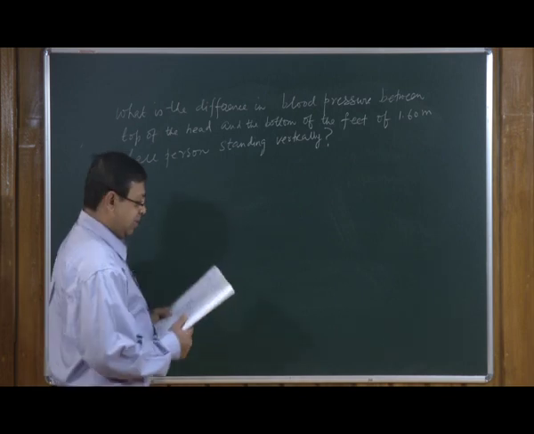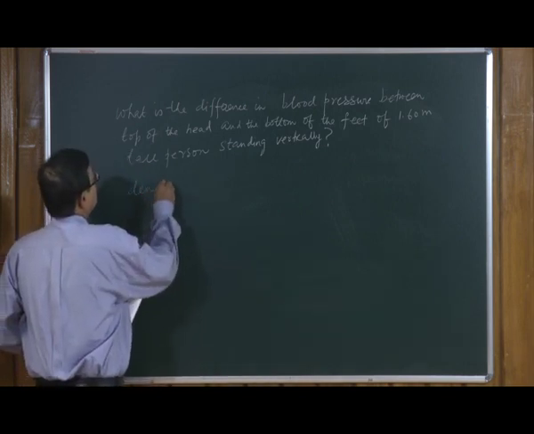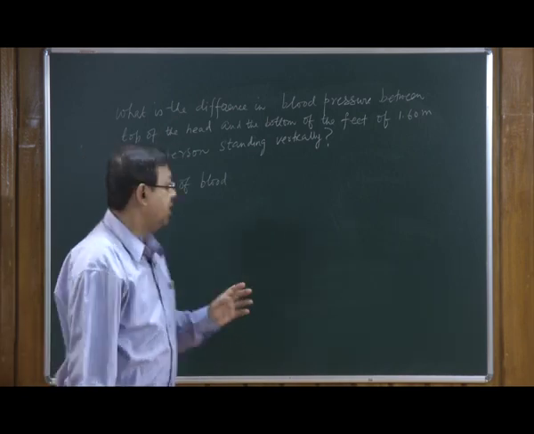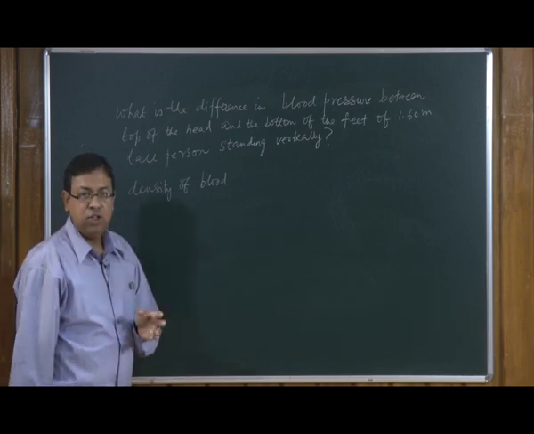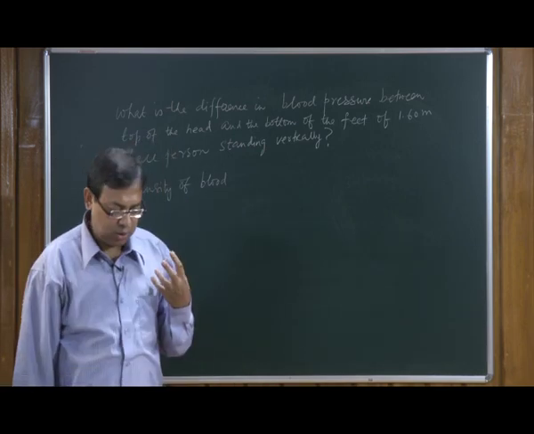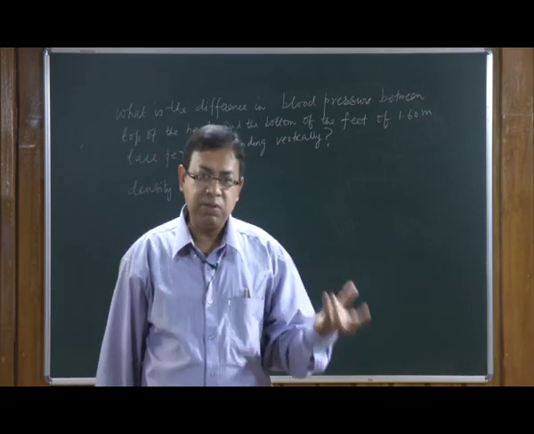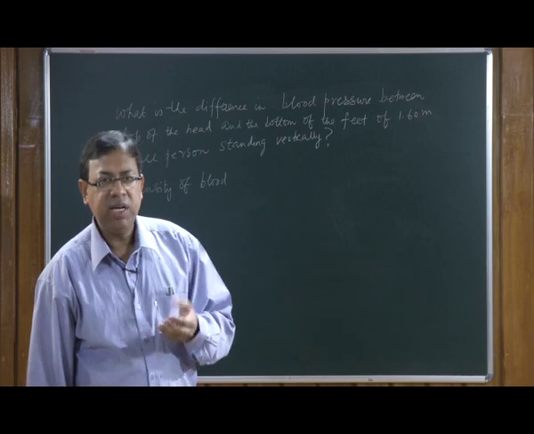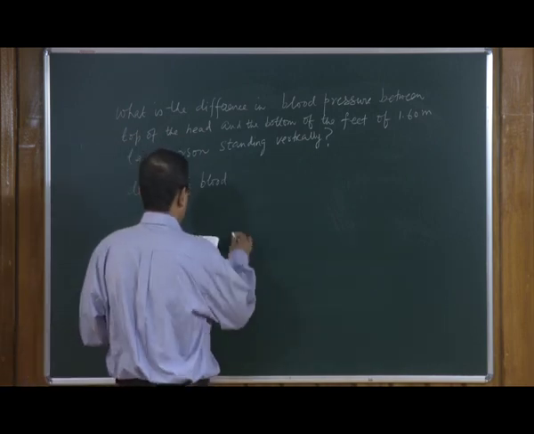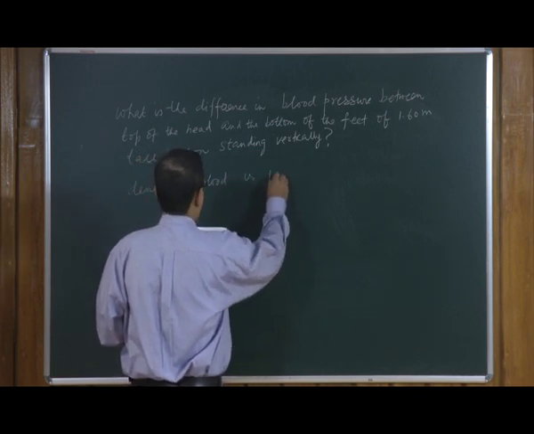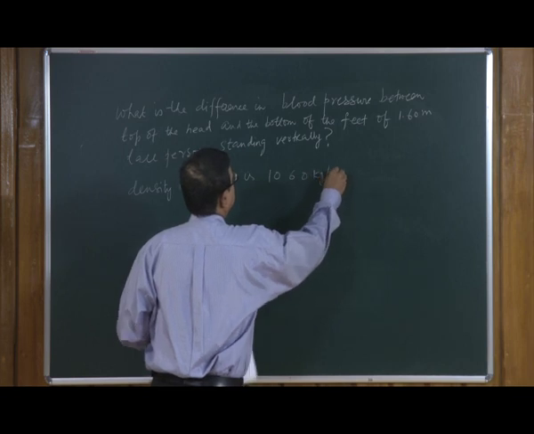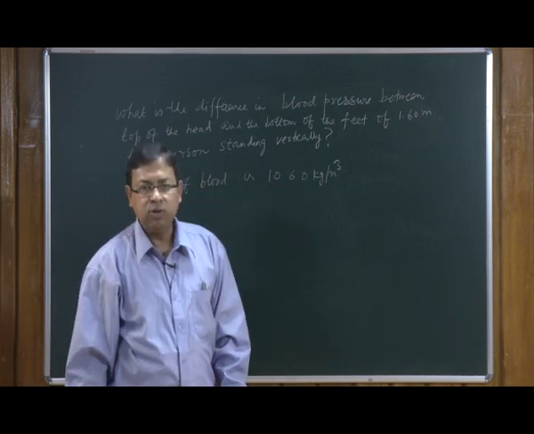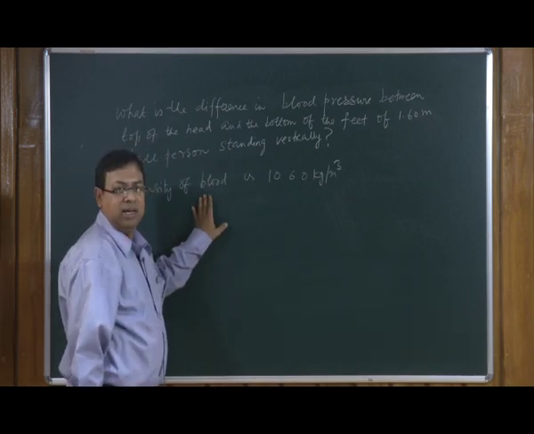Now the input that needs to be given in this case is the density of blood, and just keep in mind that this density of blood that I am going to give you is actually the average density of blood, because the blood consists of the blood plasma, which has a little less density as compared to the other cells that make up the blood, which have a little more density. So, this is the average density of blood, which is 1060 kg per meter cube. Just take a note that this value for water is 1000 kg per meter cube. So, blood is a little more dense than water.